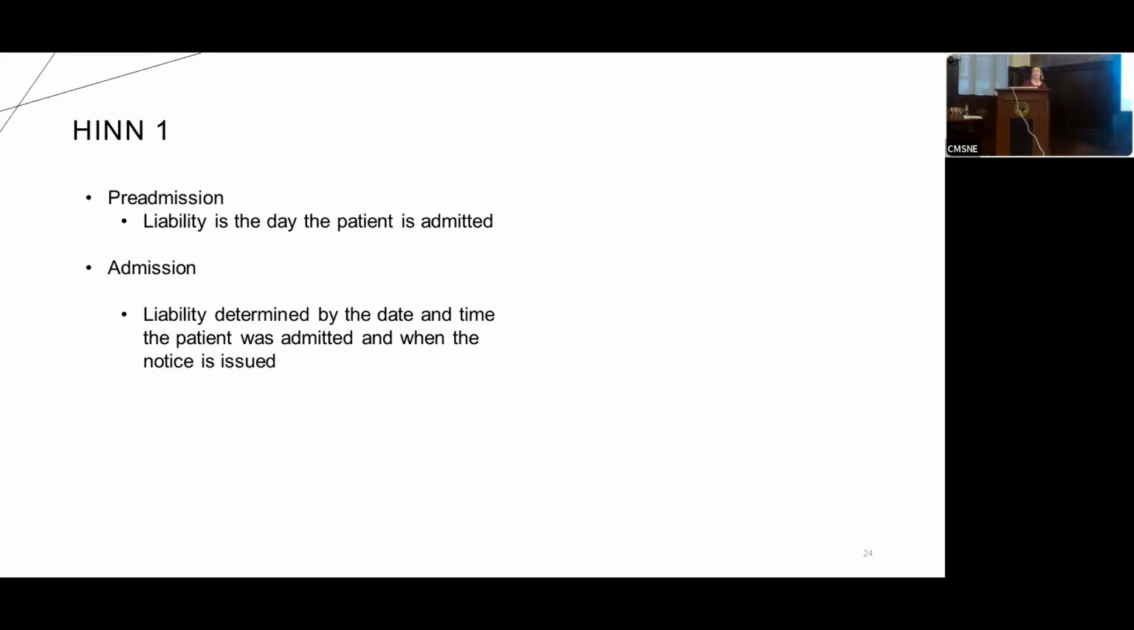The admission order was yesterday. The liability is not going to be till tomorrow. So that protects the patient from being liable today, and gives you time to find placement for these patients. The point of HINs is not to make the patient liable for their stay. Truly, it's to make sure that your hospital is not billing Medicare for a patient who is not appropriate to be in your hospital, because you don't ever want to do that.